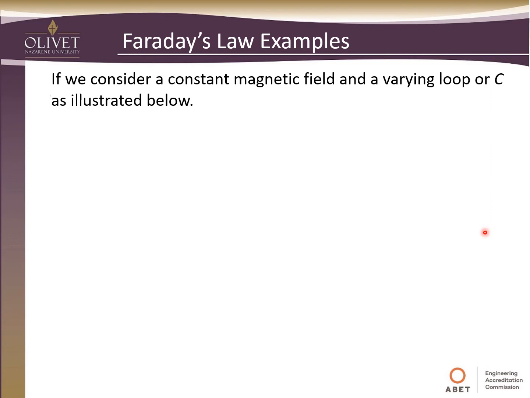So let's look at a couple of examples to maybe help us better understand Faraday's law in integral form. So here we want to consider that we have a constant magnetic field. So this is a little bit different, but we have a varying loop. I don't know that I've ever seen this in practice, but it is an interesting thought exercise to go through.